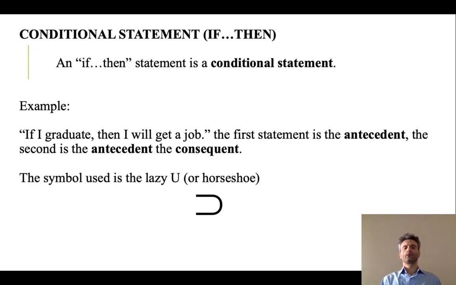Now, take an example. If I graduate, then I will get a job. Once again, we don't need to use the then, but it's implied. If I graduate, I will get a job. Notice that there are two statements, okay? So the first statement, the one before the comma, if I graduate, is known as the antecedent. And the second is known as the consequent.